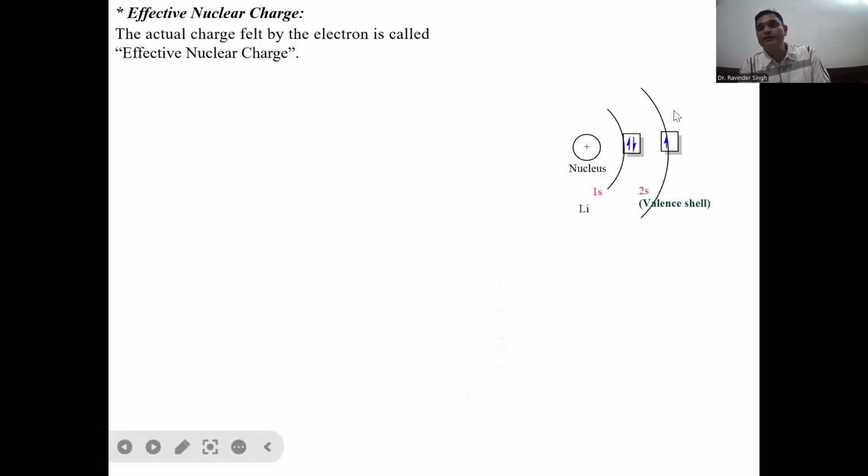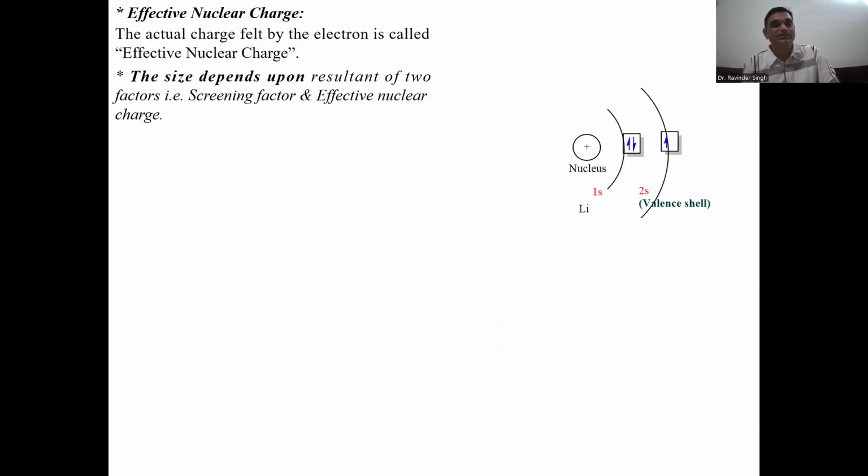In the case of lithium, here is the diagram of lithium. The charge experienced by the 1s electron is somewhat different. The nuclear charge experienced by the 2s electron is somewhat different. This means the nuclear charge experienced by all these electrons is not the same. So the nuclear charge experienced by any electron is called its effective nuclear charge.